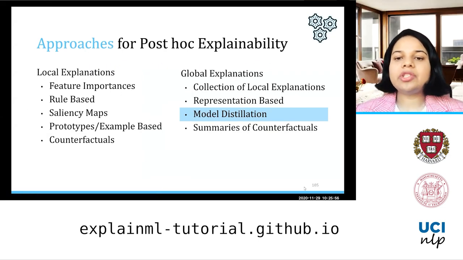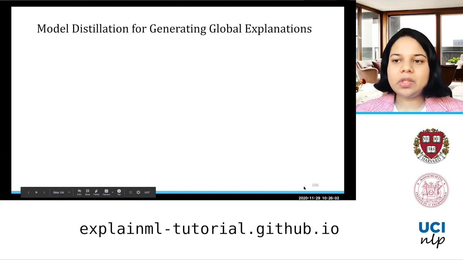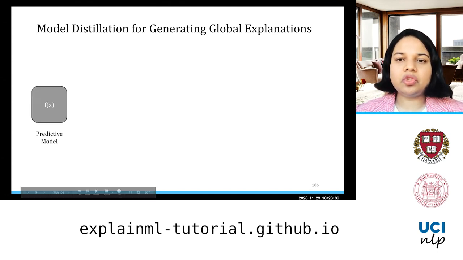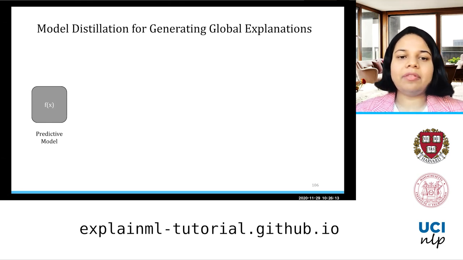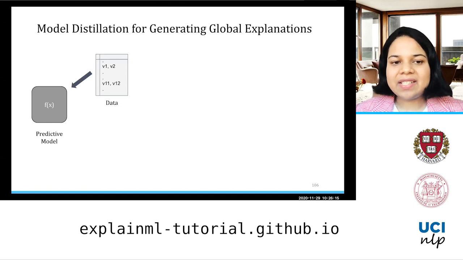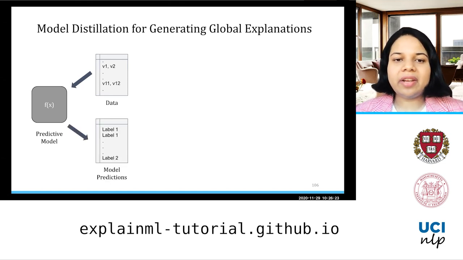Now let's talk about how global explanations can be generated using model distillation. Before we get into the details of individual techniques, let's first get some intuition about what exactly model distillation is. Let's say we have a predictive model f of x, and then we have a data set of instances. We can pass this data set of instances as input to the predictive model, which will in turn generate the corresponding predictions.